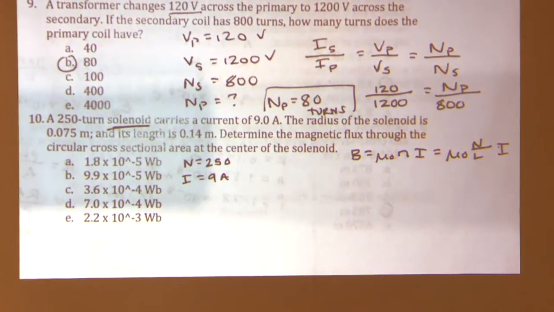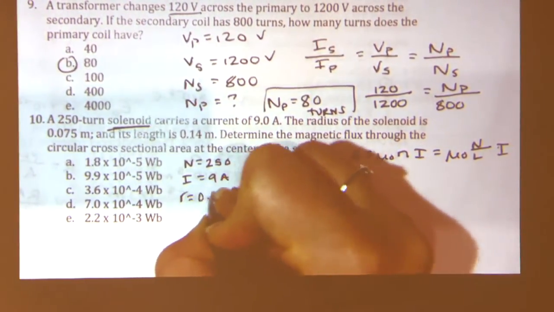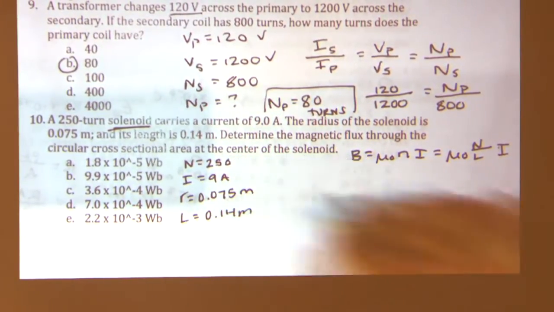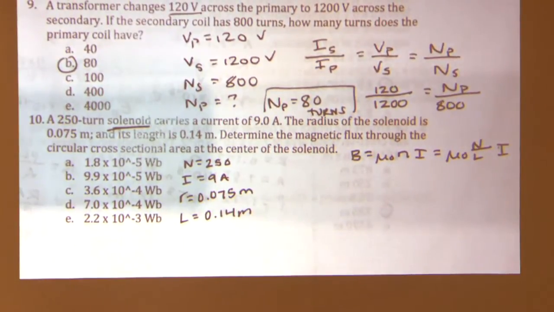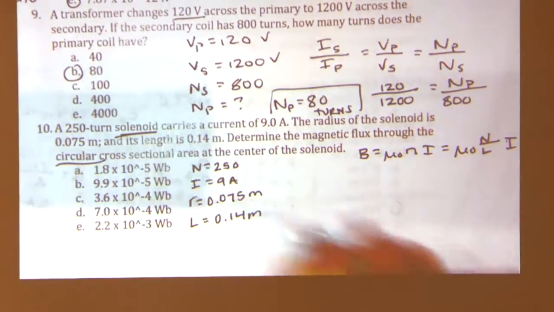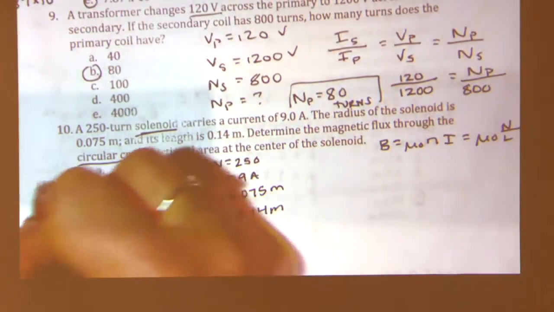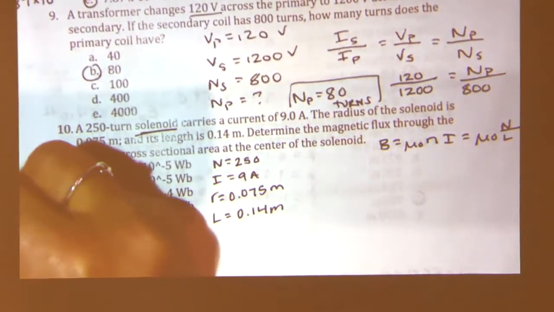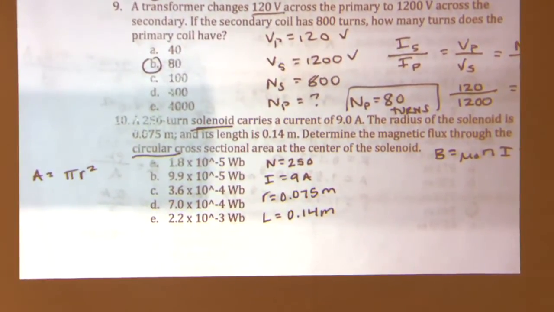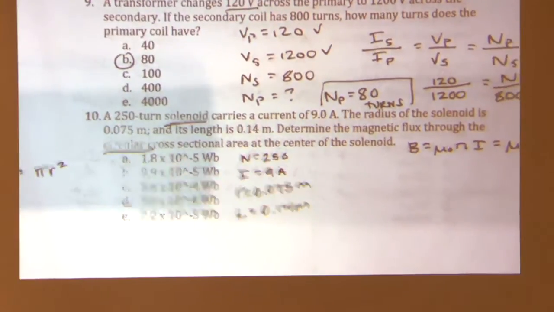So continuing with this one, we have 250 turns, a current of 9 amperes. The radius of the solenoid is 0.075 meters, and its length is 0.14 meters. It says determine the magnetic flux through the circular cross-sectional area at the center of the solenoid. It tells us it's circular, so we know the area will be equal to pi r squared. If they said the square cross-sectional area, we would have to use the area of a square, which is just L squared.